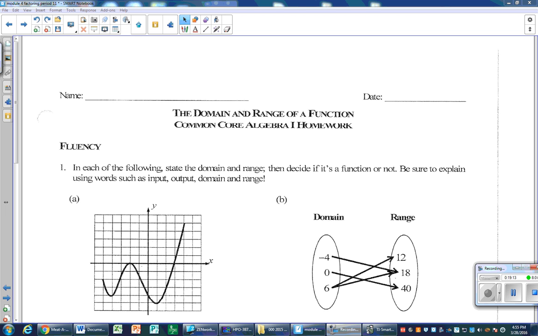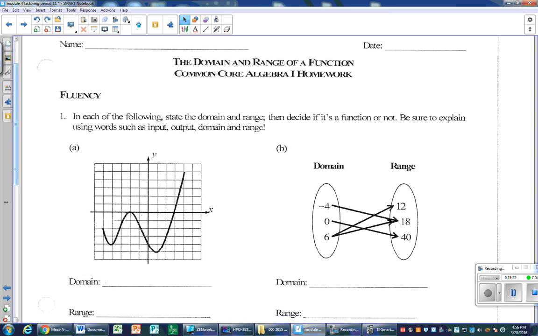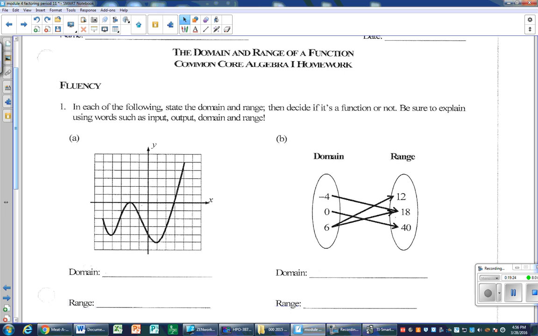Okay, now turn the page. Let's see if you can do question number 1, A, with the person next to you. I'm going to hit pause so you can work ahead. The next thing you're going to hear is my voice saying the answer.